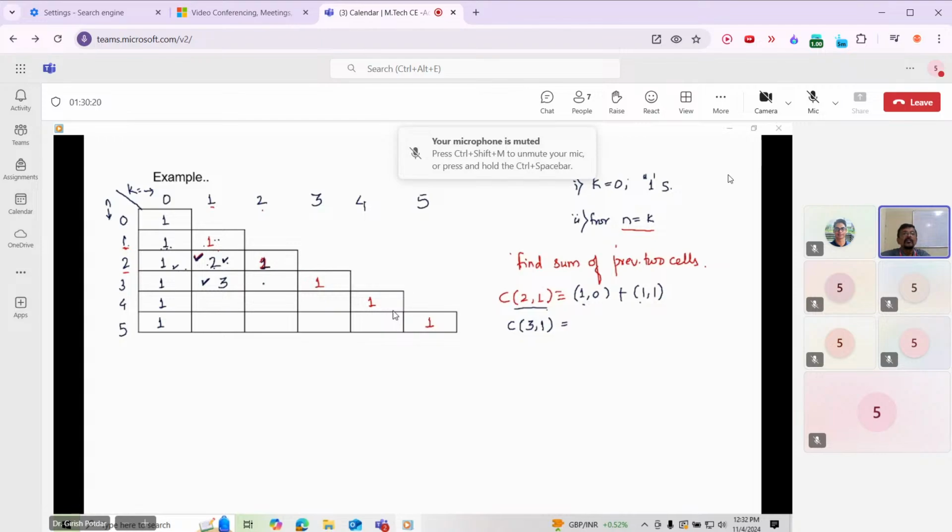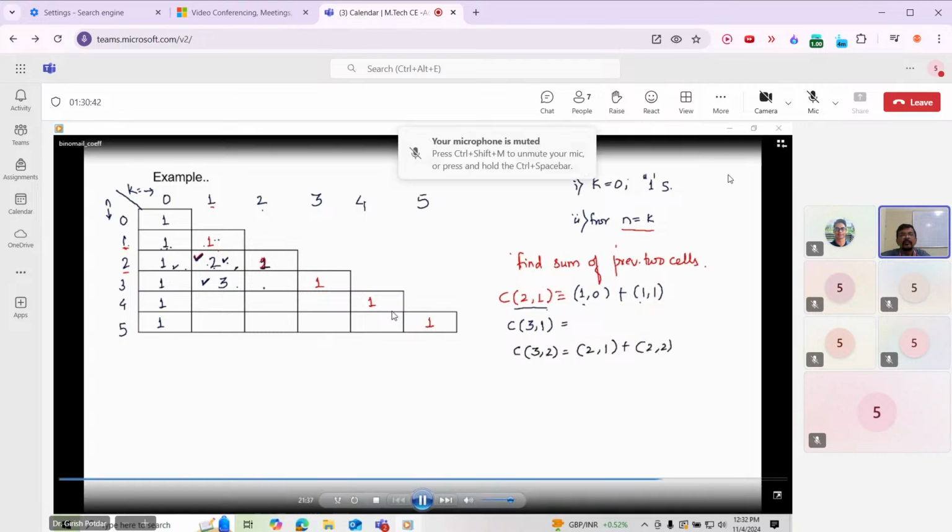And when you are computing C32, what will happen now? C32. Yes, quickly. C32 will be equal to C21 plus C22. Am I right? Okay. So this will also become 2 plus 1, that is equal to 3. Am I correct? Now going to cell 4, 1.